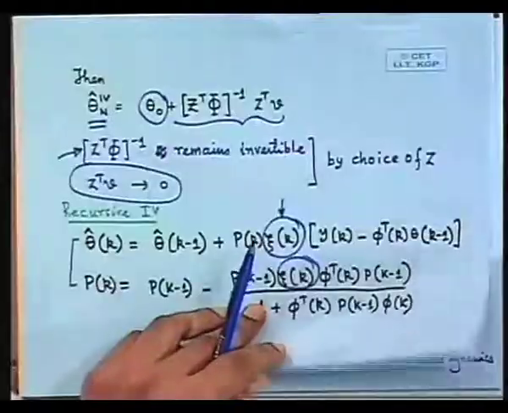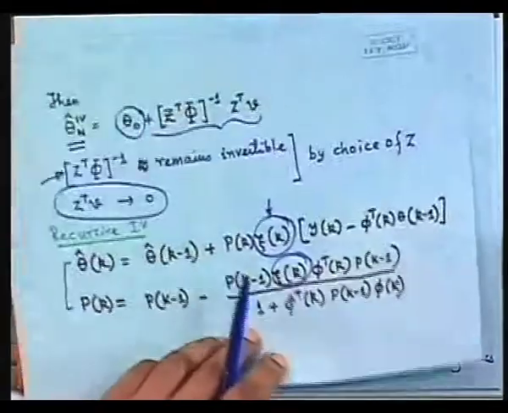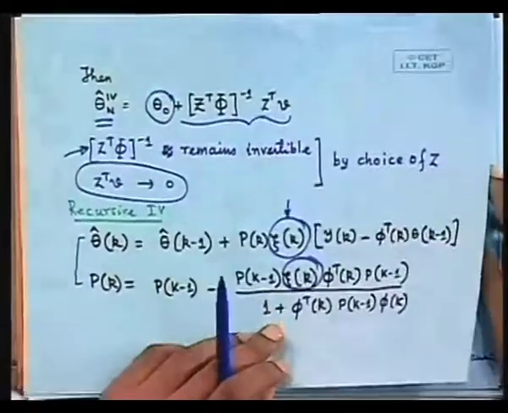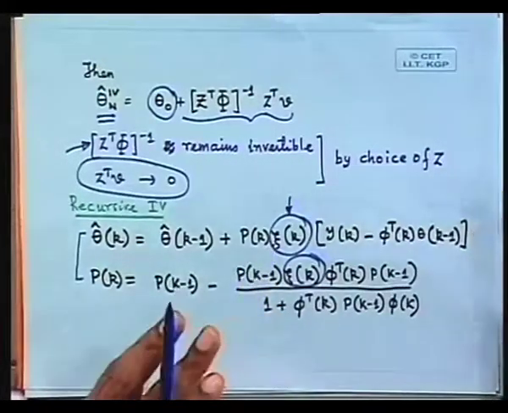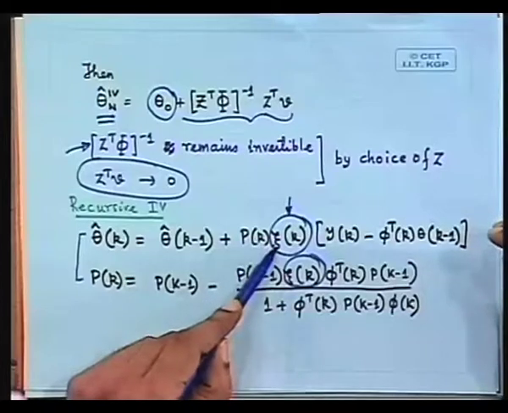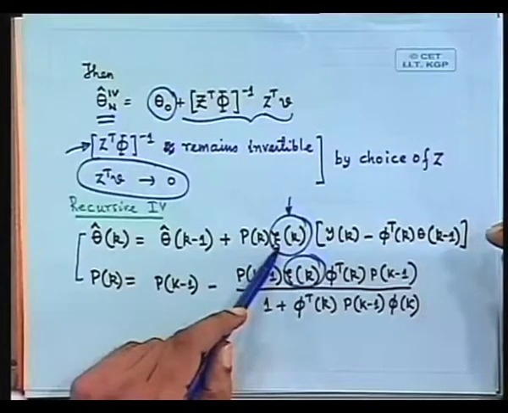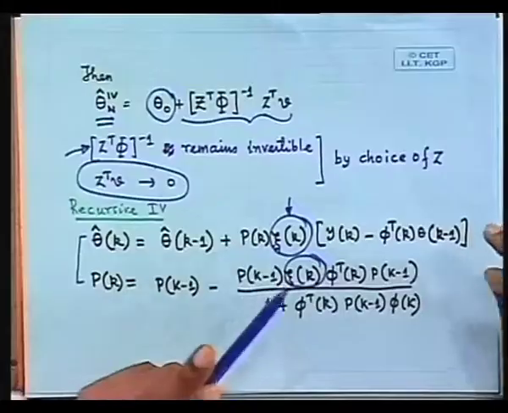Now the question is, how do you choose this? That is the crux of the matter. So what's the idea? The idea is that we will see there could be various ways of choosing this, and we will see how to choose this in the context of our dynamic system identification shortly.